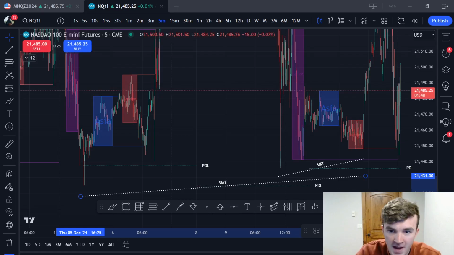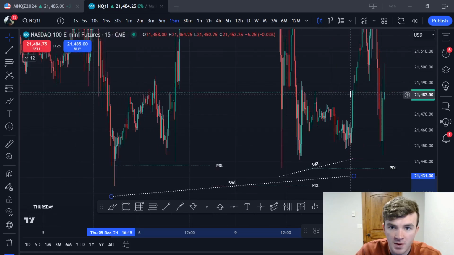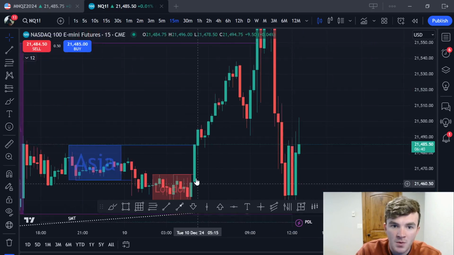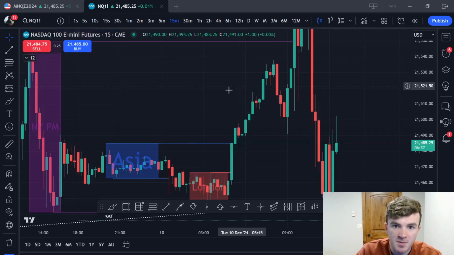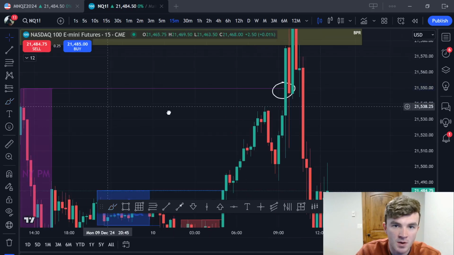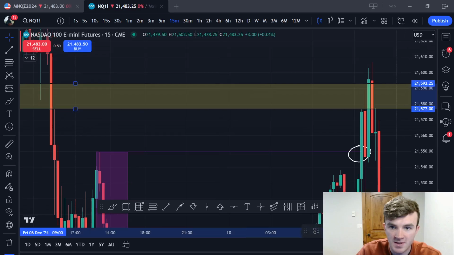And with that in mind, market structure was bullish. You can see here we broke 15-minute structure to the upside. So in the short term, with these SMTs and market structure being bullish, our target was this New York PM's highs here. I'll show that in a second.